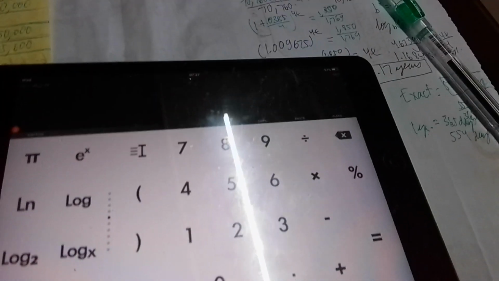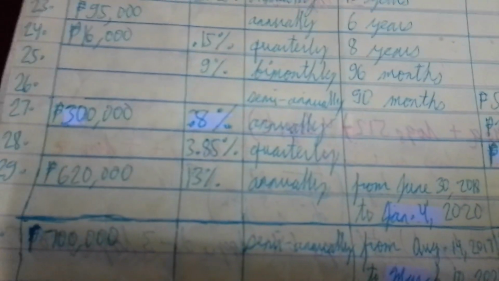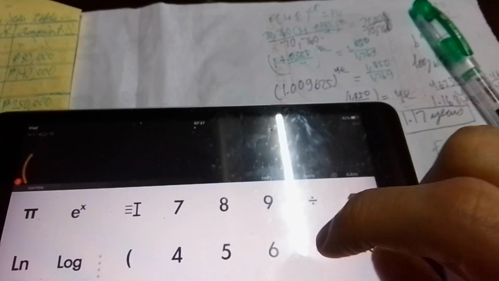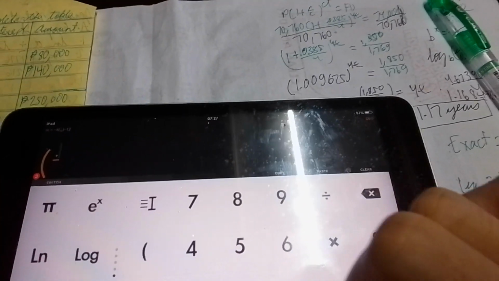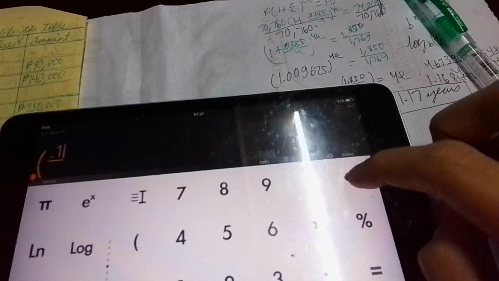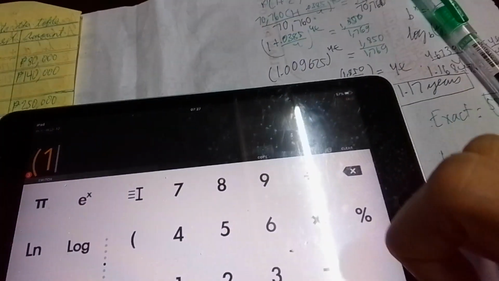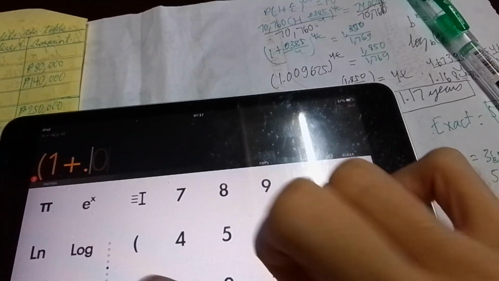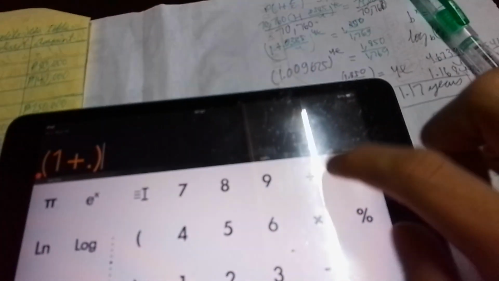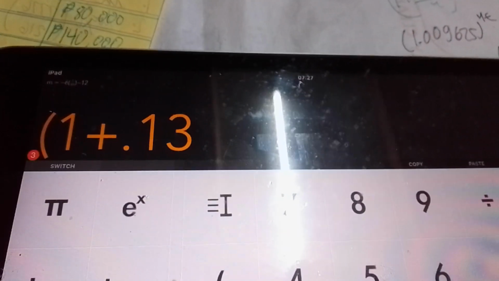So to apply the method of solving for compound interest, remember, we have the principal of 620,000 pesos and then 13%. So therefore, this is the formula. So therefore, we start off with 0.13 divided by the compounding period, which is annually. So therefore, we don't need to do that. We can just do 1.13. Right? Because it's 13%. So we can do that first.